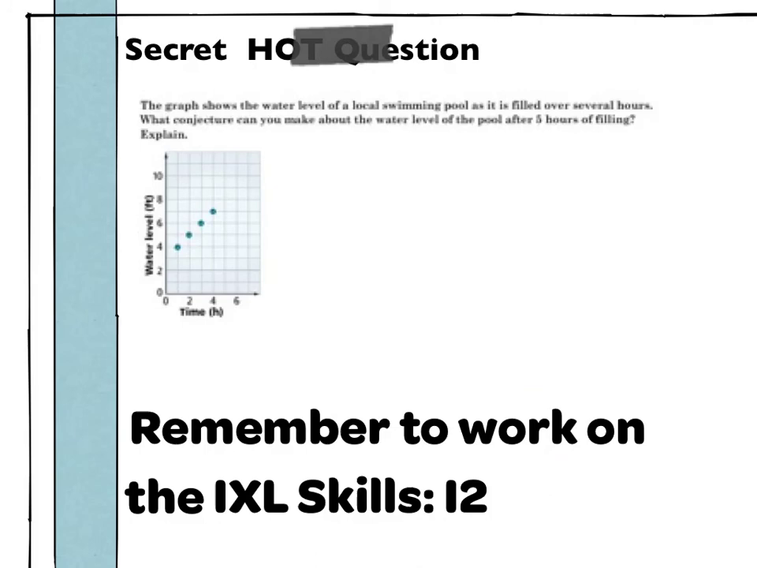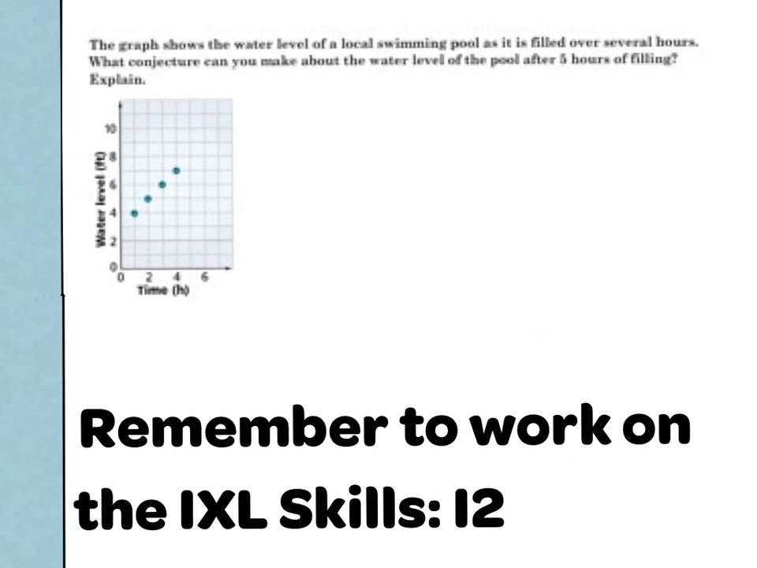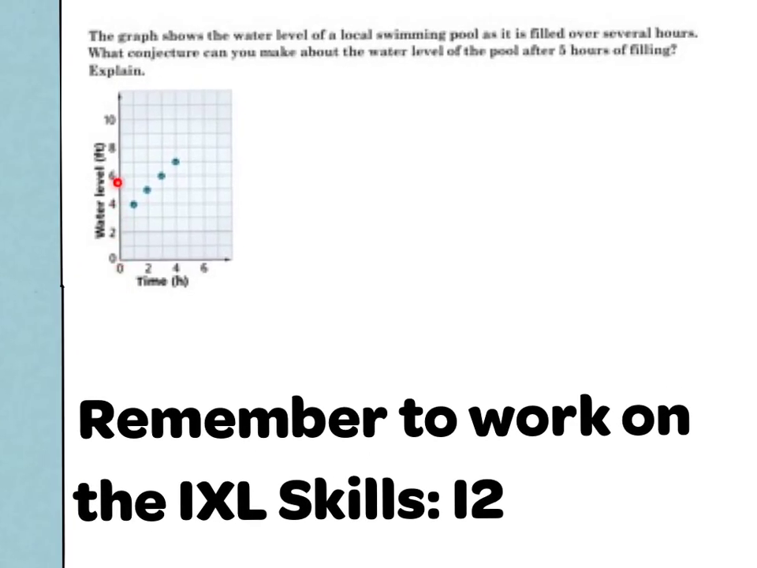Here's your secret question. The graph shows the water level of a local swimming pool as it fills over several hours. What conjecture can you make about the water level after 5 hours of filling? Explain. Over here on the left, they're going up by 2s: 0, 2, 4, 6, 8, 10. And over here, it's going up by 2s. So what do you think after 5 hours? Right around here. What is your conjecture?